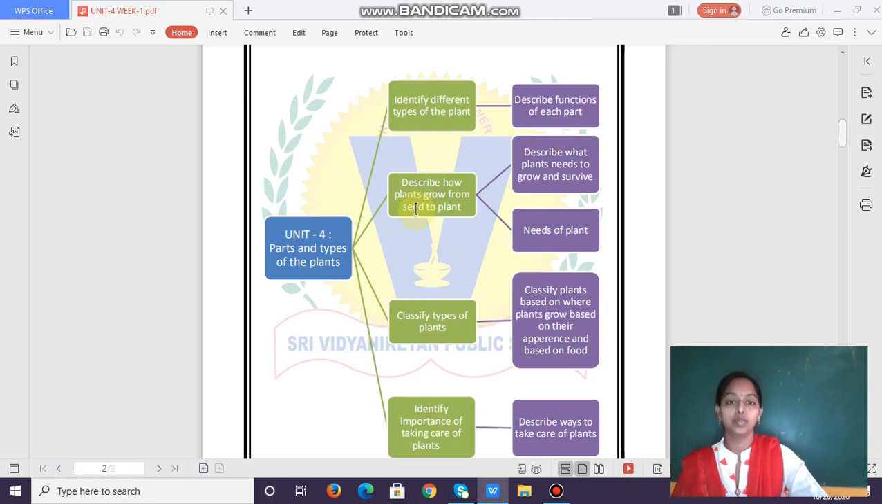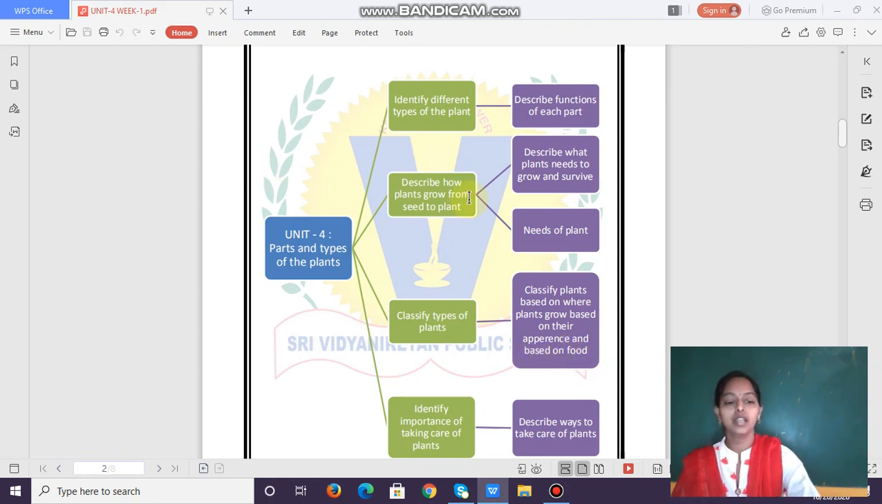Our next topic is describe how plants grow from seeds to plant. In this we are going to revise two subtopics. First one is describe what plants need to grow and survive, and the second one is needs of plant. Our third topic is classify types of plants. In this we will revise classify plants based on where plants grow, based on their appearance and based on food.